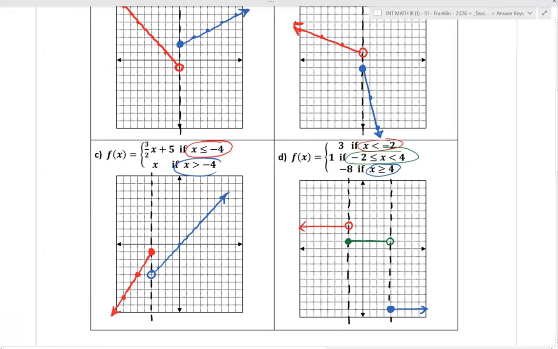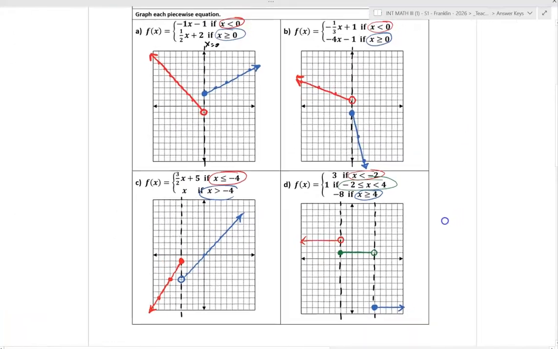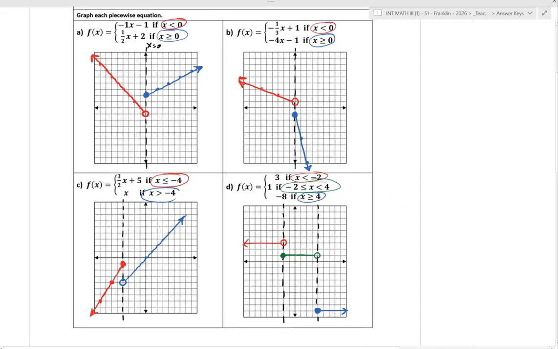So that is how you graph a piecewise function. Just make sure that you graph the individual functions correctly up to that change point where the function changes to the other one.